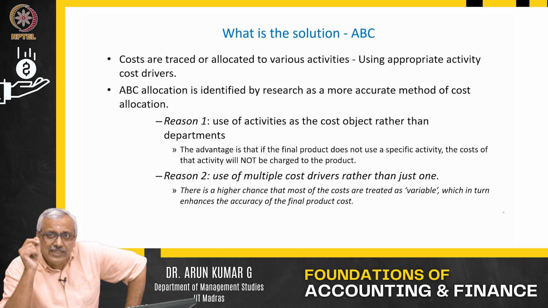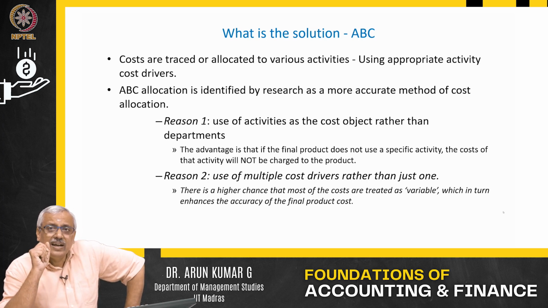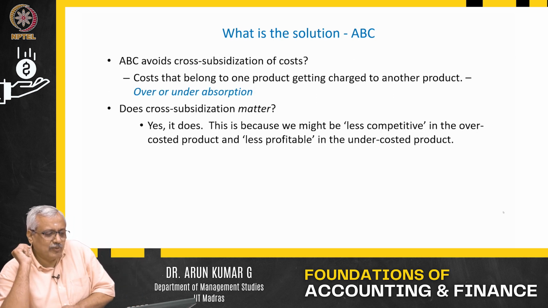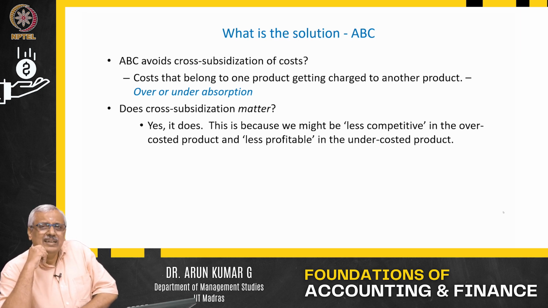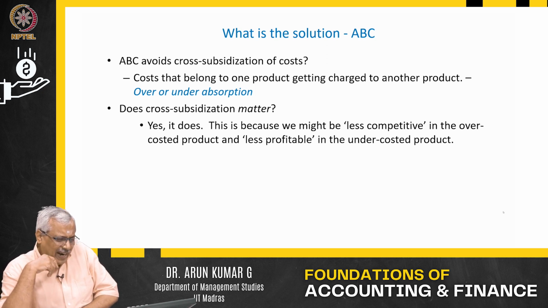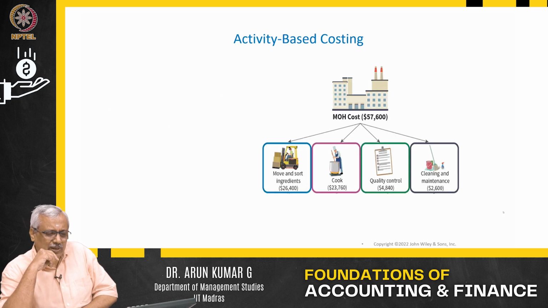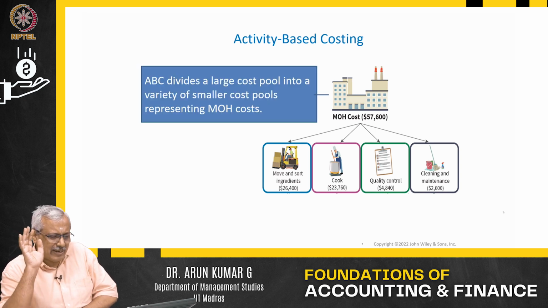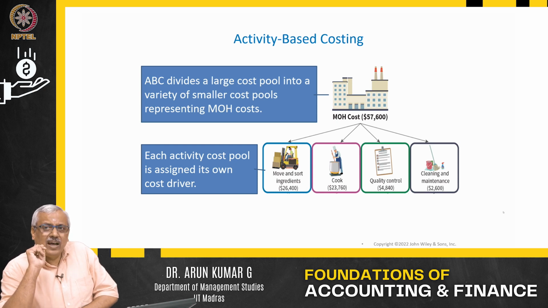I am looking at the activity, for example the value of the stores requisition. And then I can use multiple cost drivers rather than just one and apply them. It is a little more scientific method. It avoids cross subsidization and can reduce the over or under absorption of overheads. Now I have just taken an example. This is again from a textbook, from John Wiley, as you can see from the copyright here.